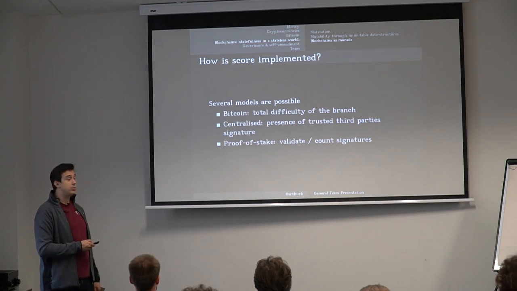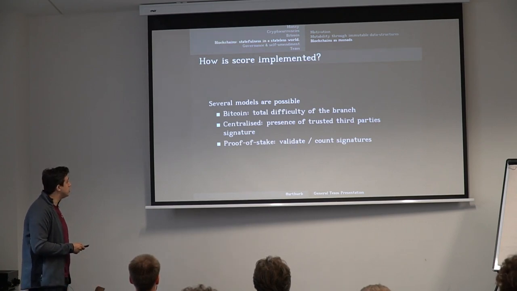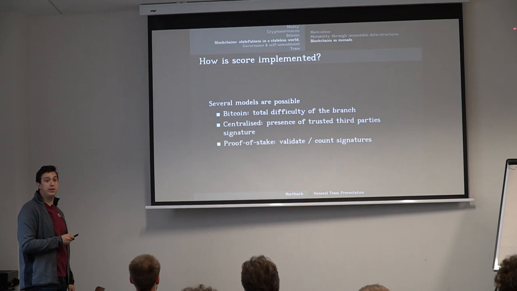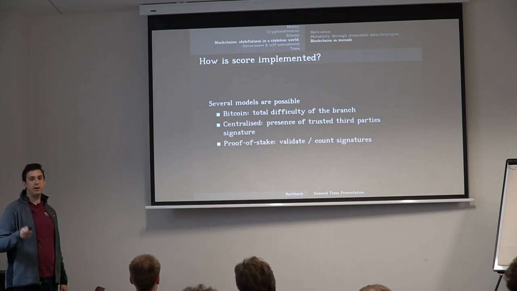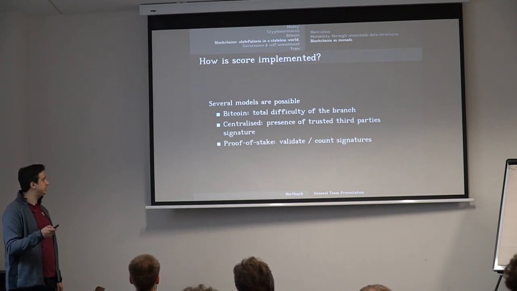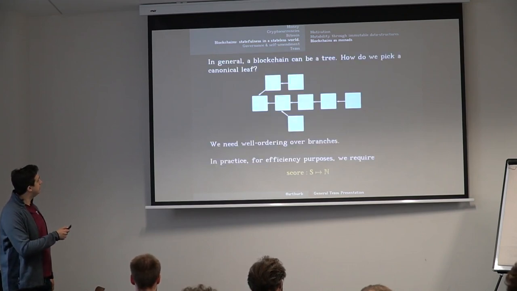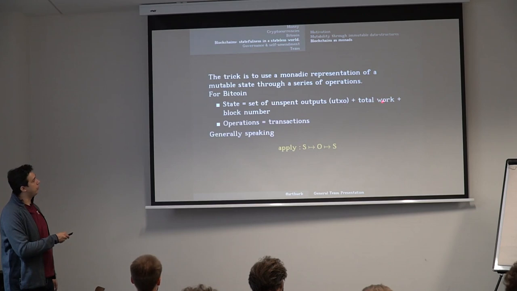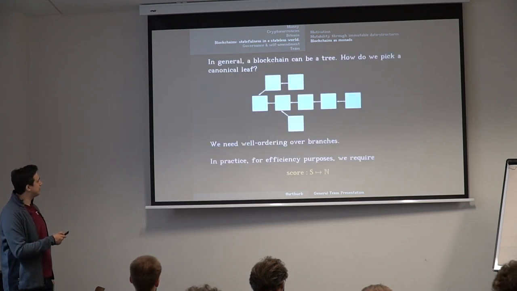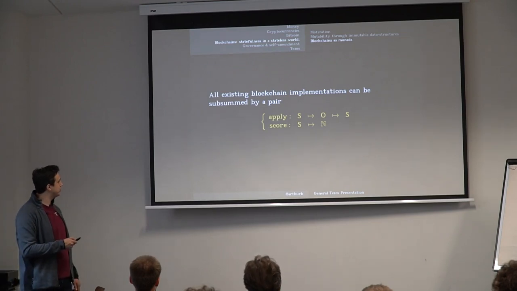And so how do you implement score? You have several options. In Bitcoin, it's the total difficulty of the branch. It's the total hashing power for all the puzzles that have been solved in history. And that's why I put the total work in the state, because I need to keep track of that to calculate my score function.